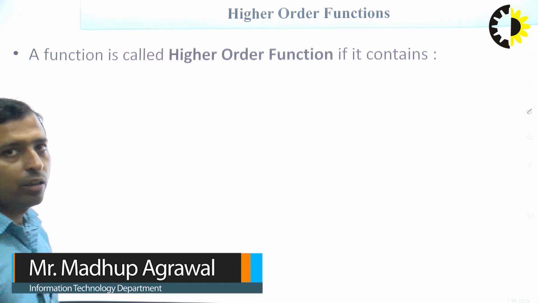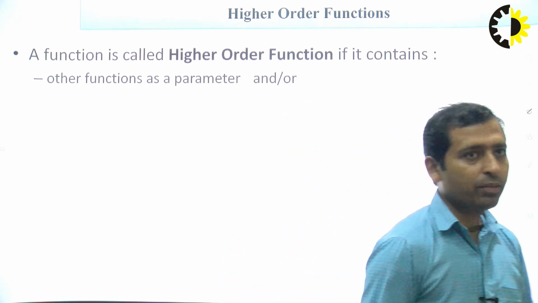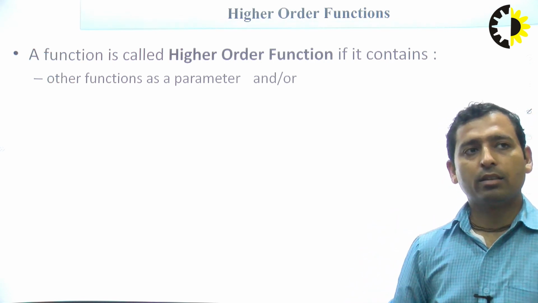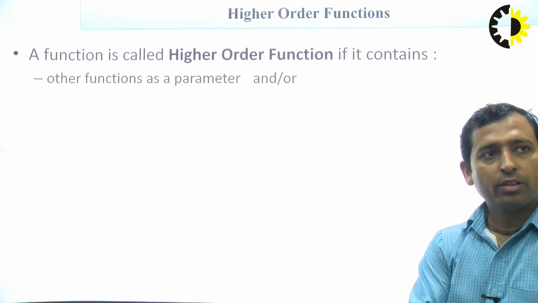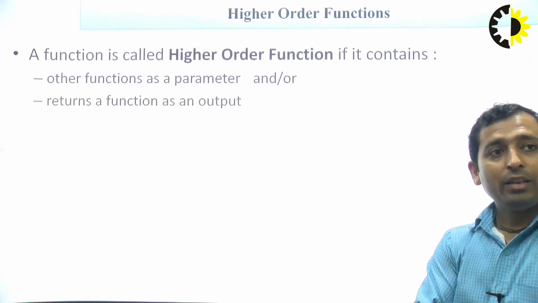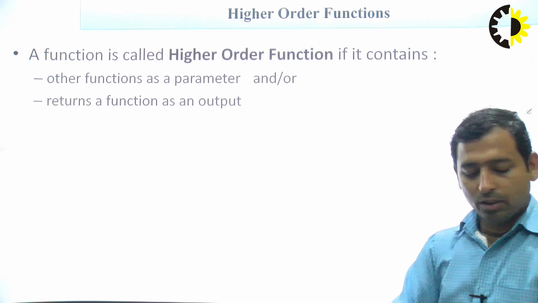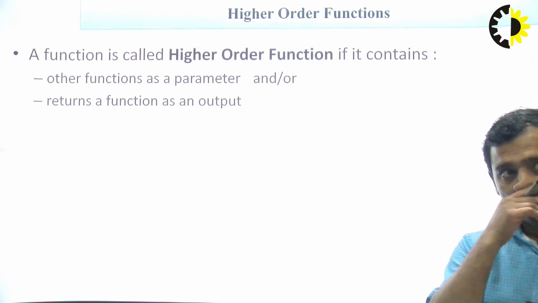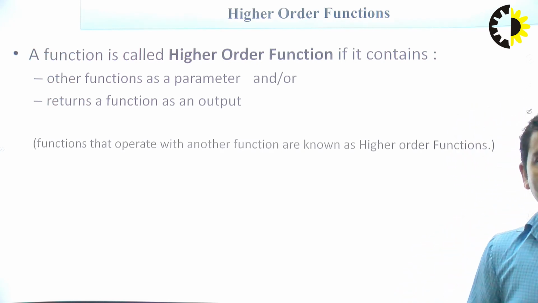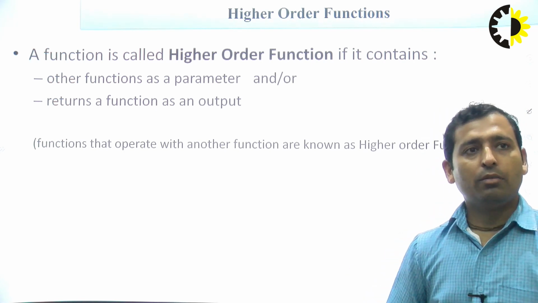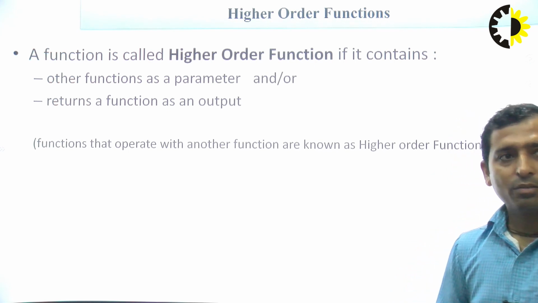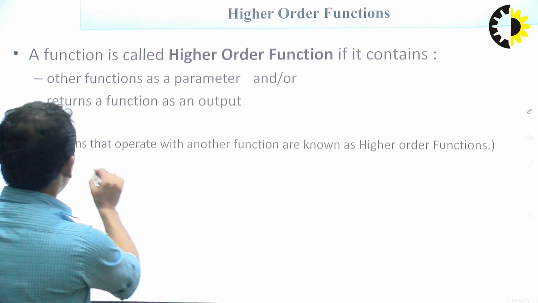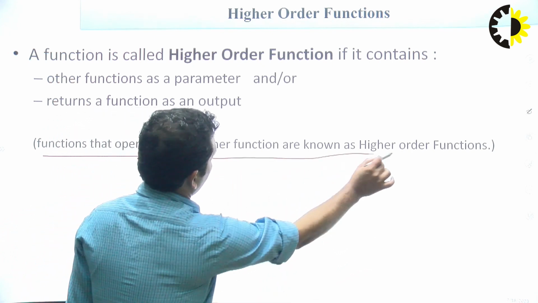A function is called a higher order function if it contains another function as a parameter. Means we can pass a function as a parameter to another function. And one other thing is we can also return a function as the output. Generally we return a value or data structure, but we can also return a function from a function. So a function is higher order if it receives a function as a parameter and/or returns a function as output. Functions that operate with another function are known as higher order functions.